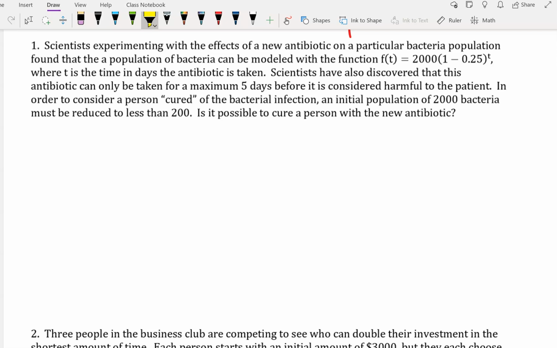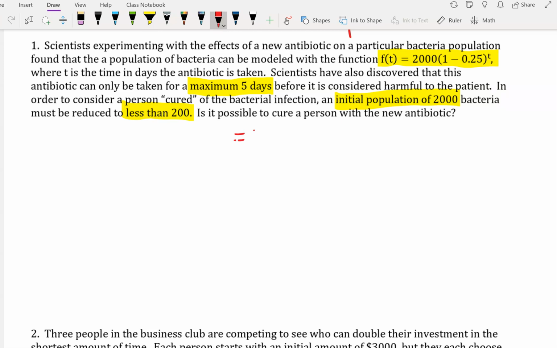I guess I should have been highlighting as I go. But here's some key information. They can take it for a maximum of 5 days, so no more than 5 days. And in order to be cured, an initial population of 2,000 needs to be reduced to less than 200. So we want to see if it can reduce to 200 in 5 days or less. So I'm just going to plug into the equation.